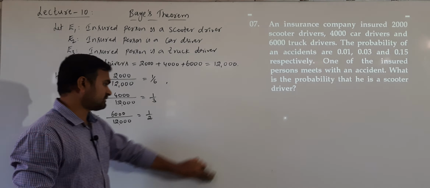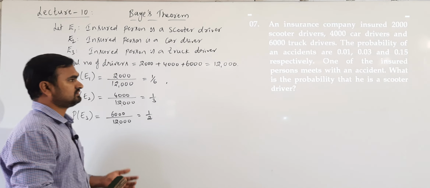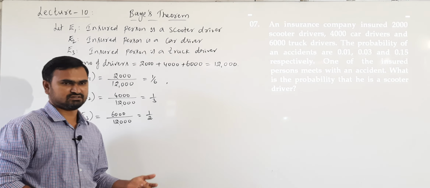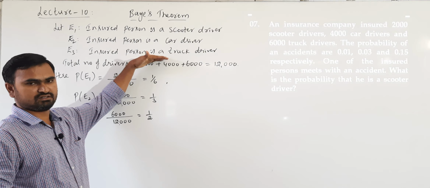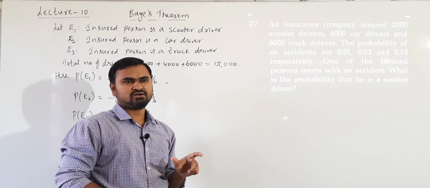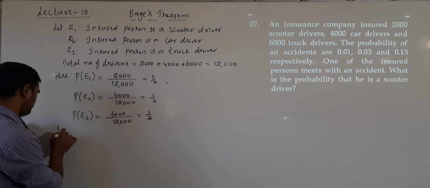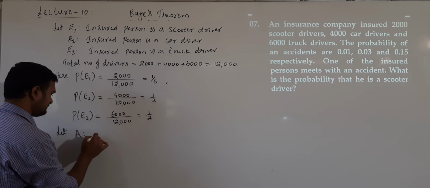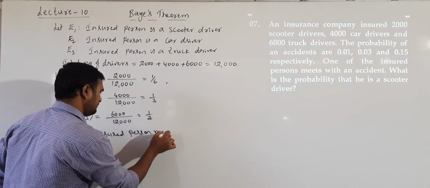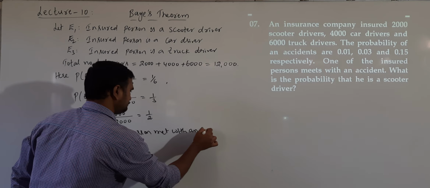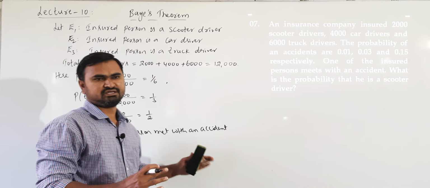After finding these probabilities, let us define the common event. What is the common event? The insured person met with an accident. That person may be a scooter driver, a car driver, or a truck driver. So that is the event common to all three events E1, E2, E3. Let A be the event that the insured person met with an accident. This is the common event, which I am defining as A.